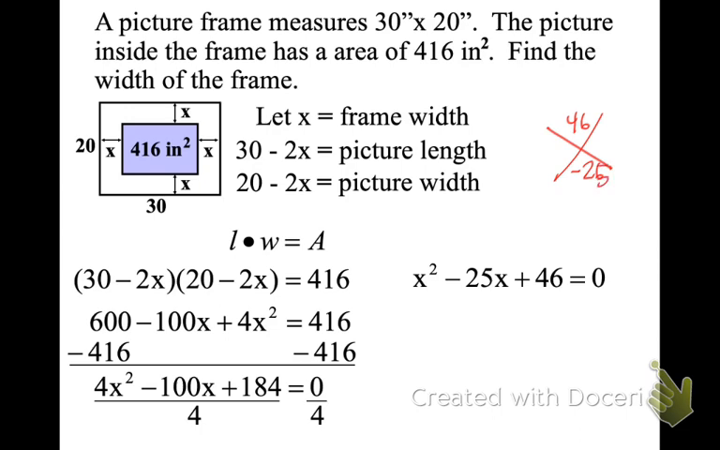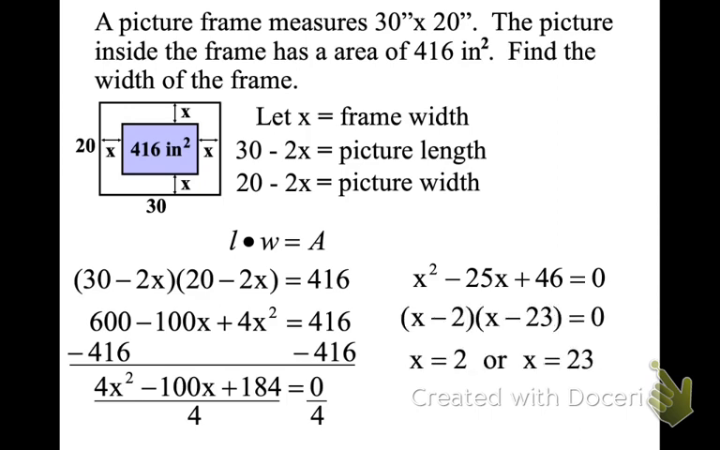So what multiplies to 46? The only factor I know is 2. So 2 and 23. That works. So I'm setting it up. X minus 2, x minus 23 equals 0. So x equals 2 and x equals 23.